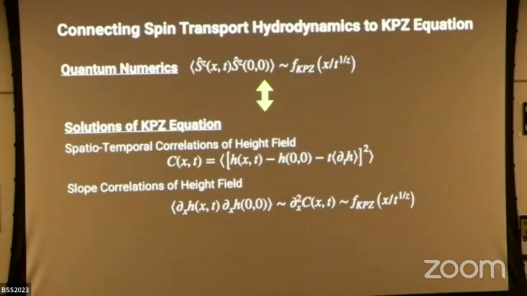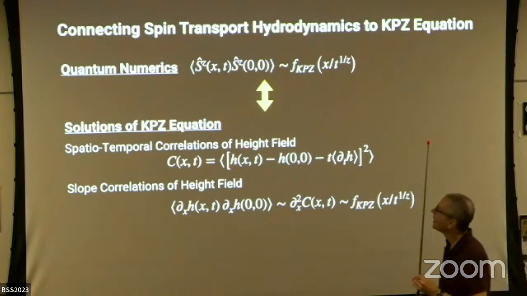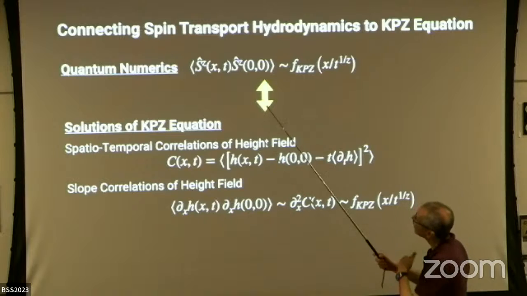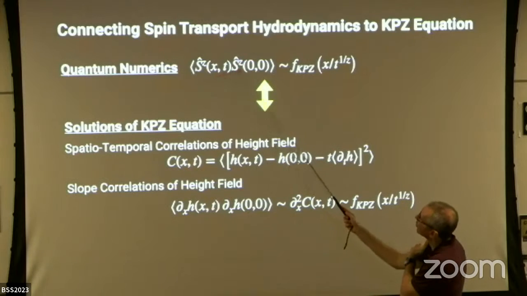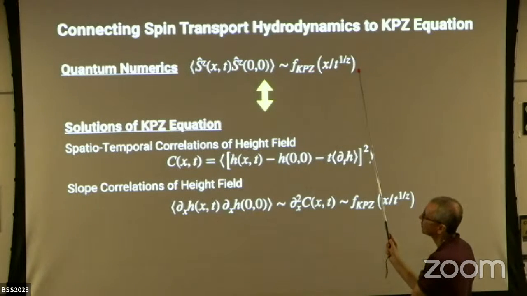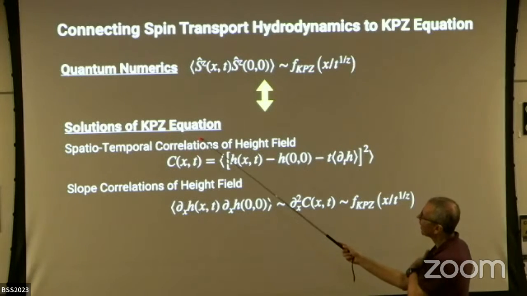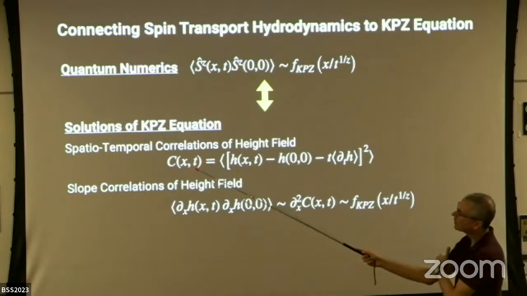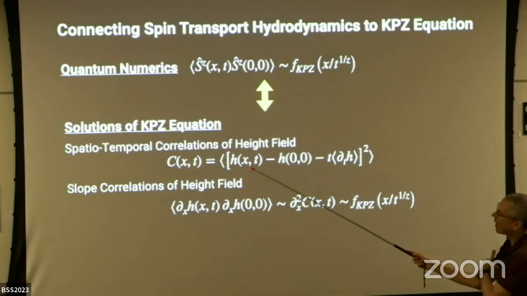Now, here comes the conjecture. Here comes the big leap of faith one has to make in this story. So if we say what people know from quantum numerics, I told you this is pretty established, this dynamical spin-spin correlator is the KPZ scaling function. From the KPZ equation, we know that the correlation of this height field can be described in the following way.